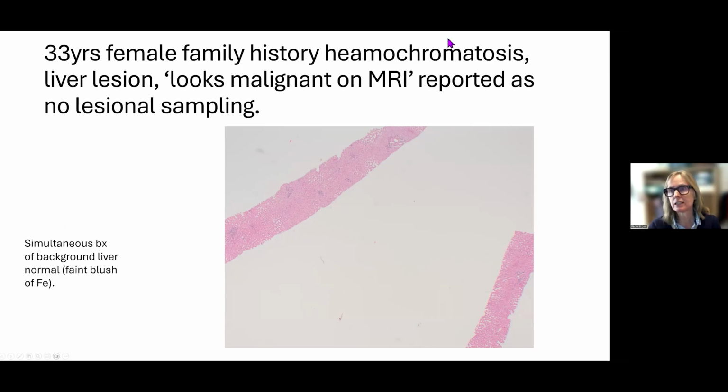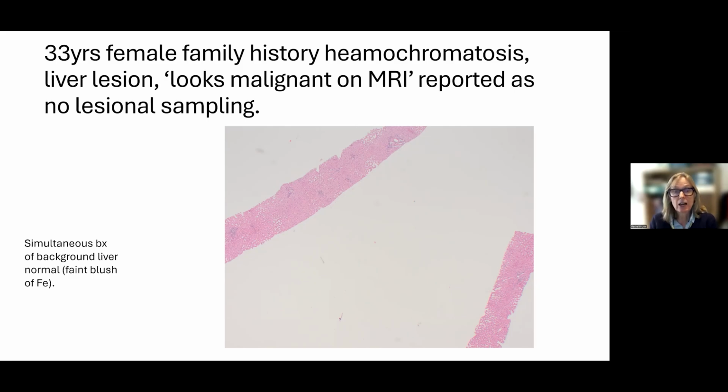So this is a case that I saw in practice that was really difficult. A 33-year-old female with a family history of hemochromatosis. This is what was on the request form. They have a mass-forming liver lesion that has been described as looking malignant on the MRI scan. And this is a case that was reported elsewhere and came to us here in Birmingham in consultation.